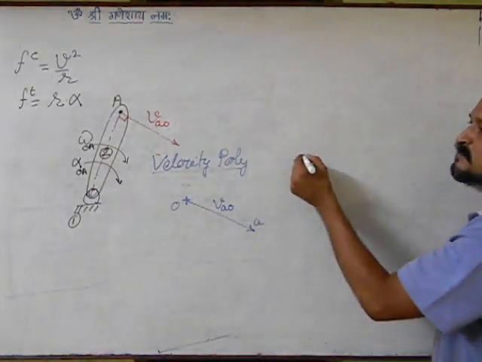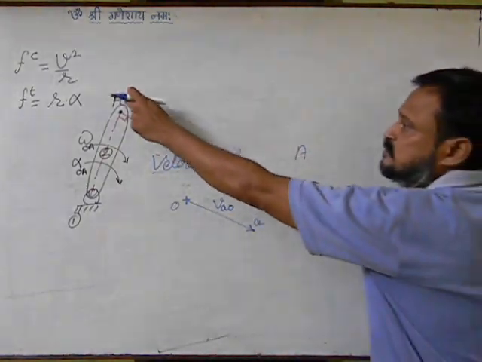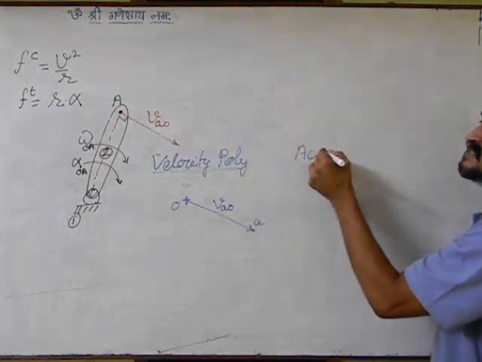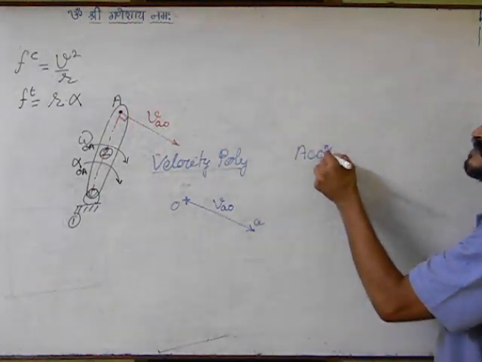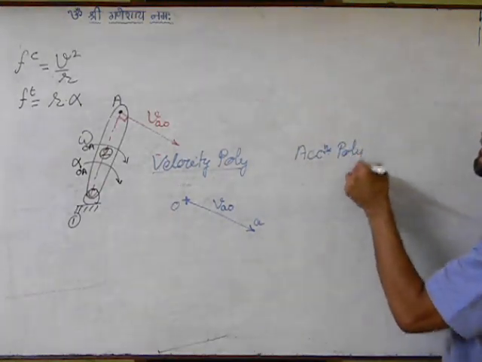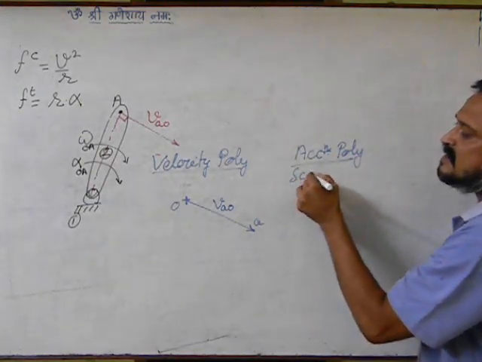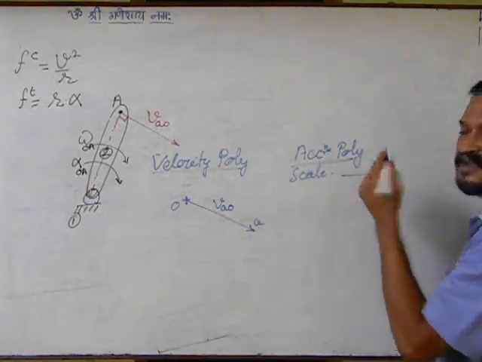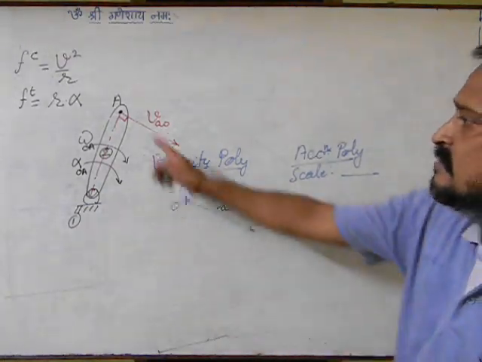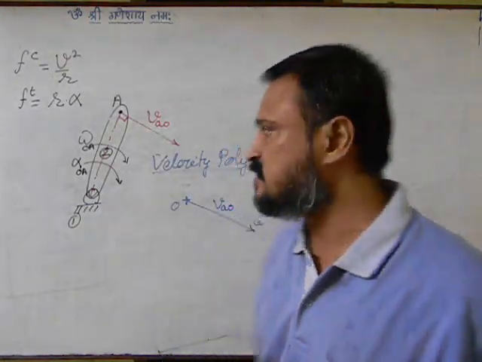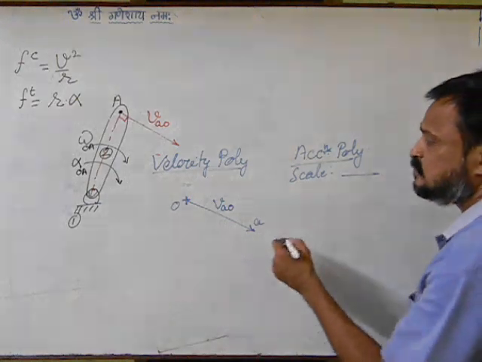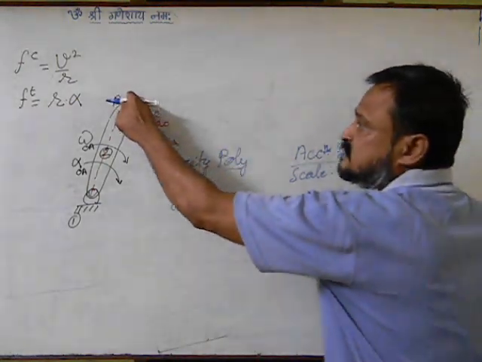Now I want to determine the acceleration. So we'll go for the acceleration polygon. Again I'll have to take an appropriate scale and accordingly. First we need to find out the magnitude. Direction we can understand.